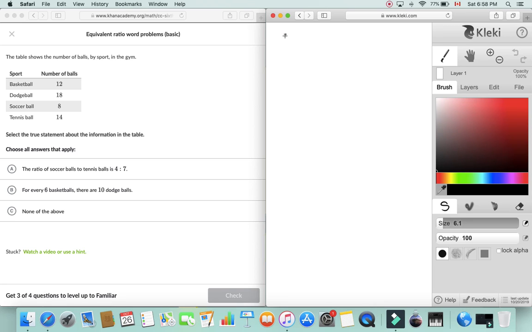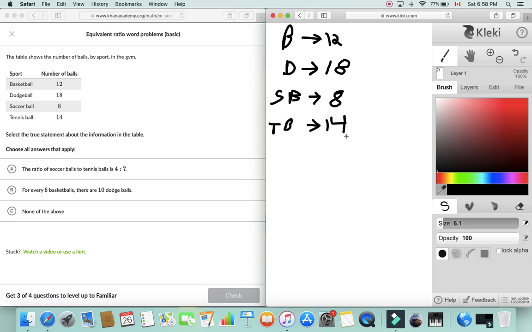Okay. For basketballs, there are 12. Dodgeballs, there are 18. Soccer balls, there are 8. And tennis balls, there are 14. Okay, so which one of these apply?